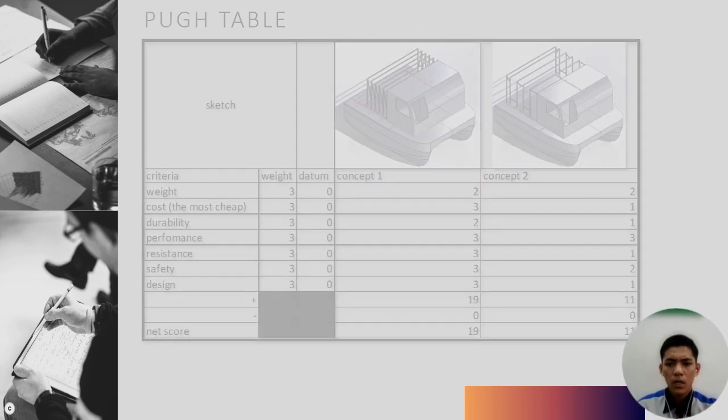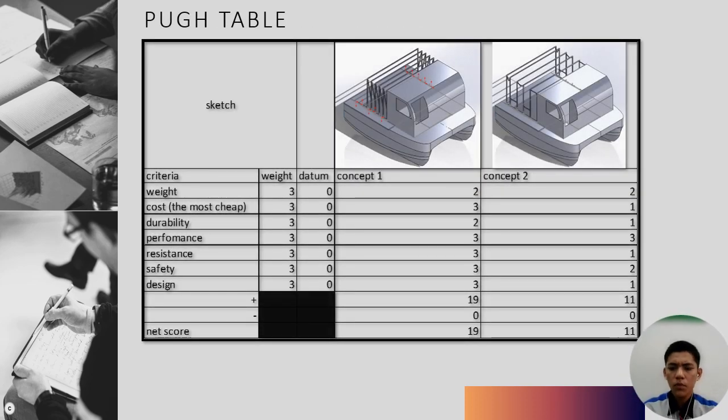Then, as you can see, this is my Pugh table, and this Pugh table is very important in this situation because we need to choose the best option in designing the houseboat. So in the data drawing, as you can see, concept 1 has the highest value compared to concept 2. And from this score that we have calculated, we choose concept 1 as our product.